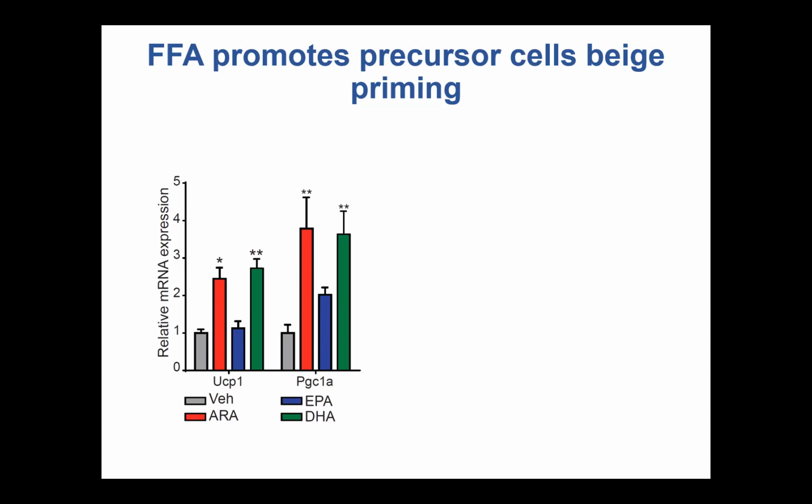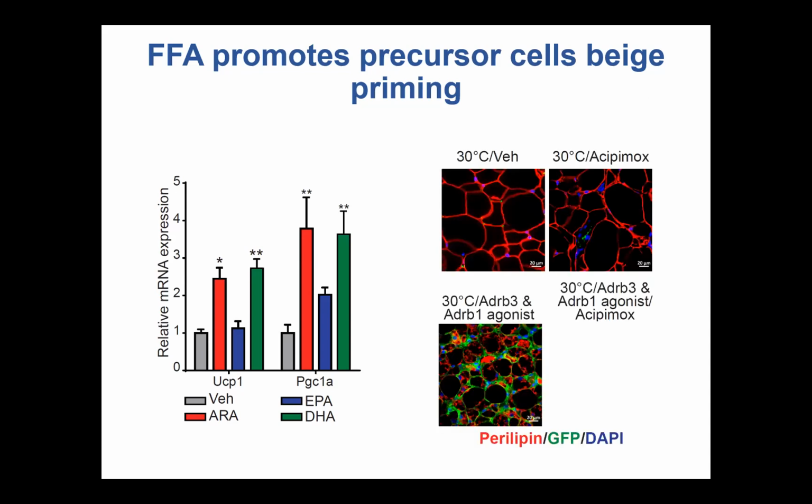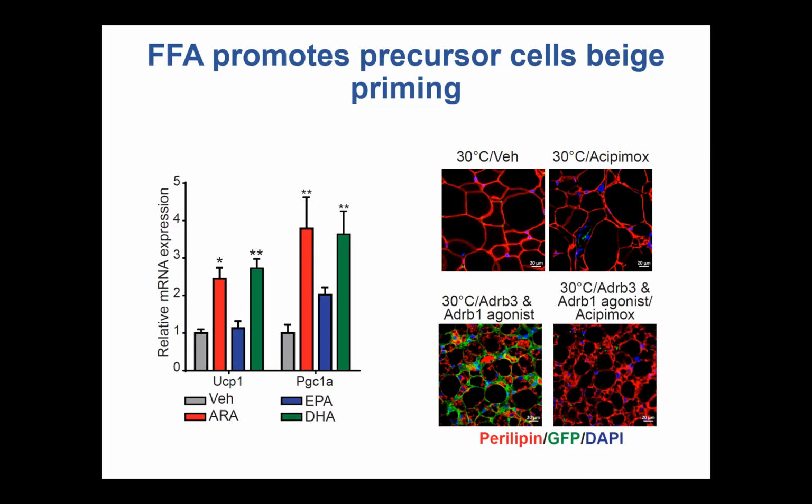and put them in thermoneutrality and block lipolysis with this compound called acipimox, and treat the mice with beta-1 and beta-3 agonists. We know that both of them are necessary for the recruitment of beige adipocytes. We found that indeed the inhibition of lipolysis completely abolished the browning, the recruitment of beige adipocytes, suggesting that lipolysis, free fatty acids or the products of lipolysis are necessary for this recruitment of SM22 positive cells.